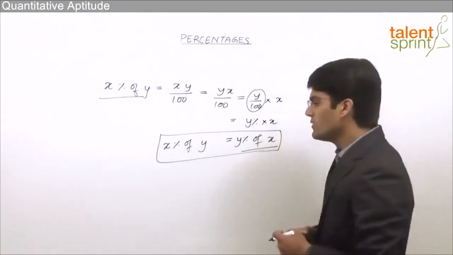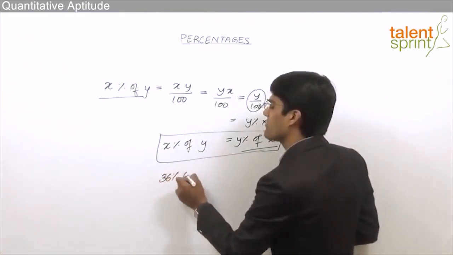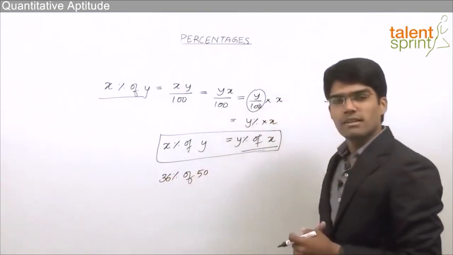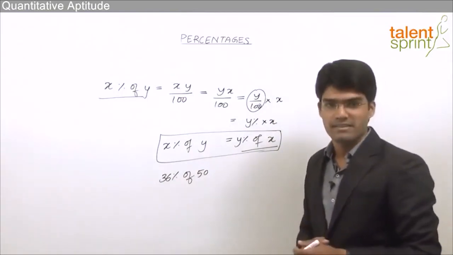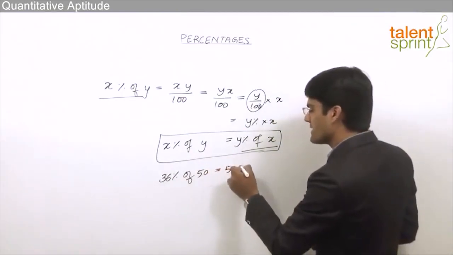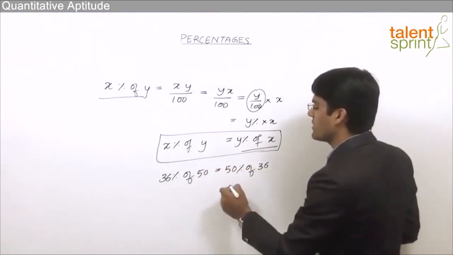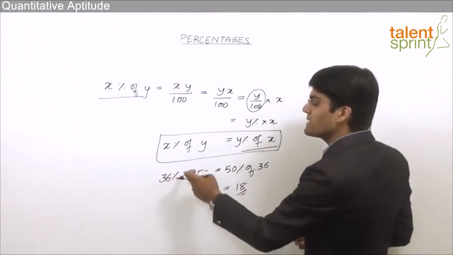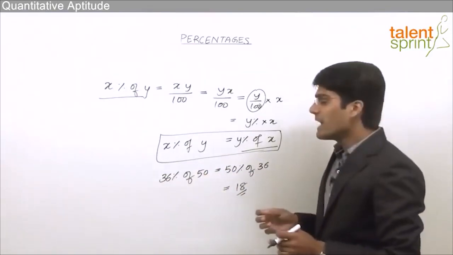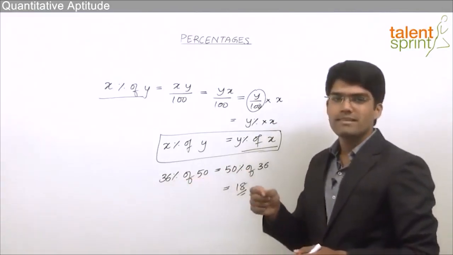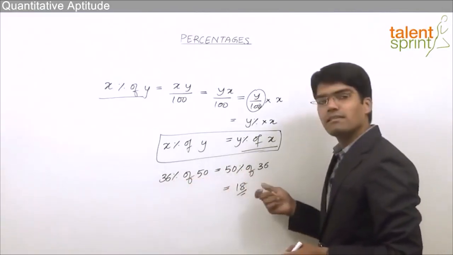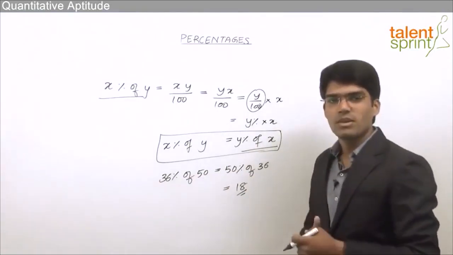For example, we need to find out what is 36% of 50. Now instead of finding out 36% of 50, if we take it as 50% of 36, the calculation would be much faster. Why? Because 50% of 36 is nothing but half of 36, which is equal to 18. So that is how when we take x% of y as y% of x, some calculations of these type will be done much faster. Why? Because 36% of 50 takes some time to calculate, but 50% of 36 is simply half of 36, which is equal to 18.